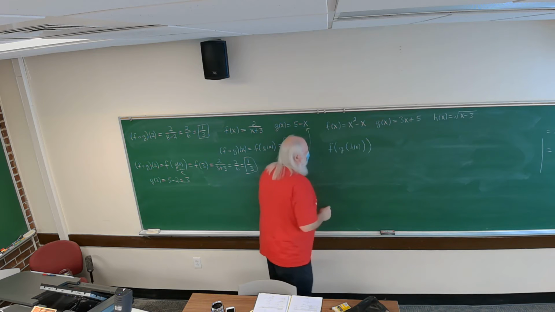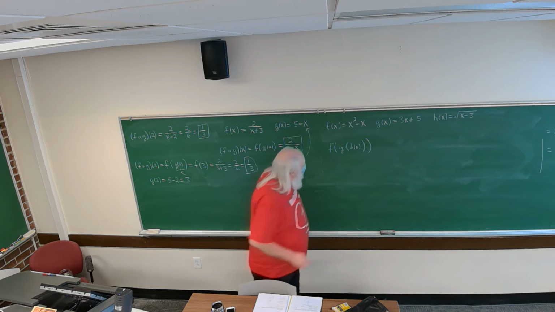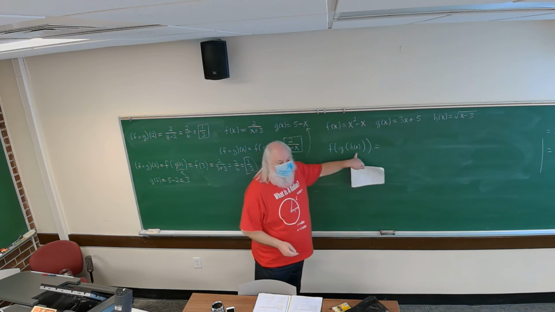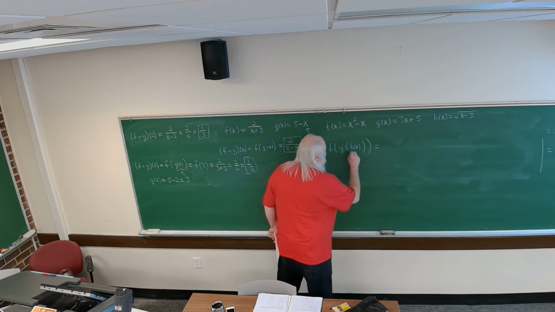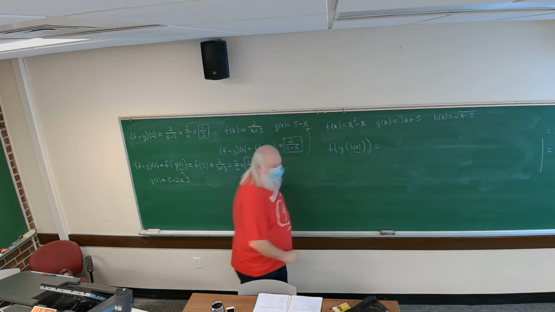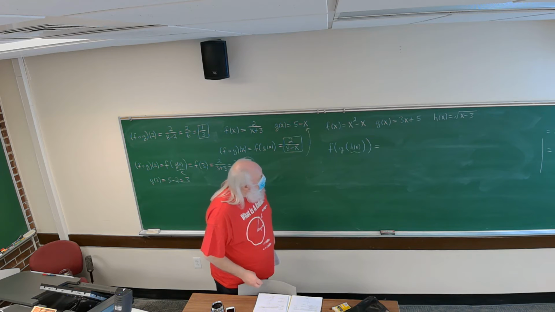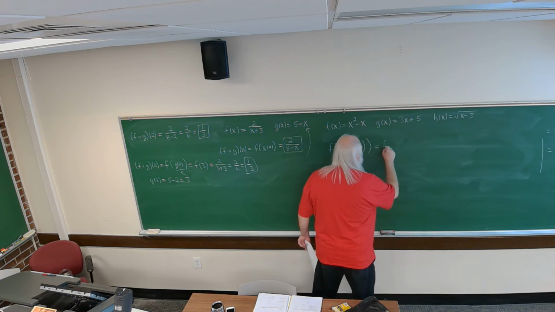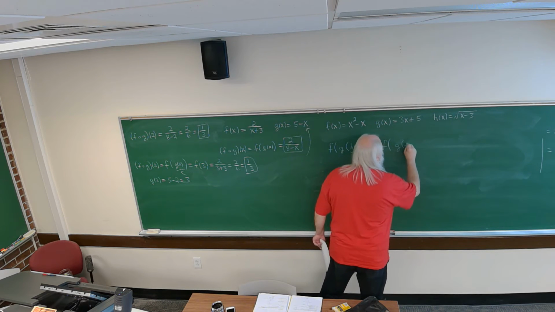I like to use lots of spaces when writing these things out. Remember, you gotta have the same number of left-hand parentheses as right-hand parentheses or something's wrong. So first thing, substitute for h of x. That's the most inner function. So what's h of x? Square root of x minus 3. So this is equal to f of g of square root of x minus 3.